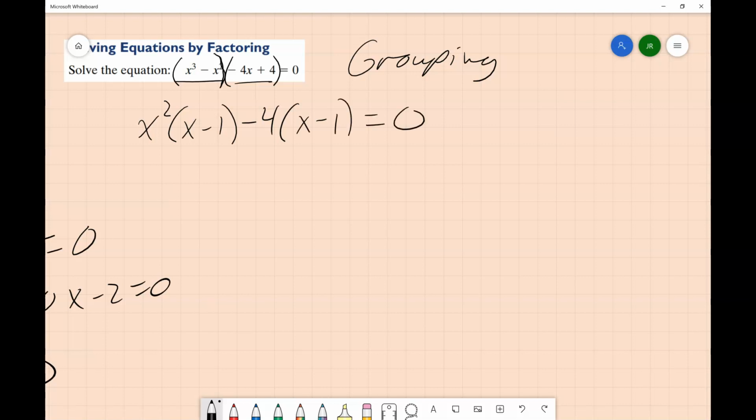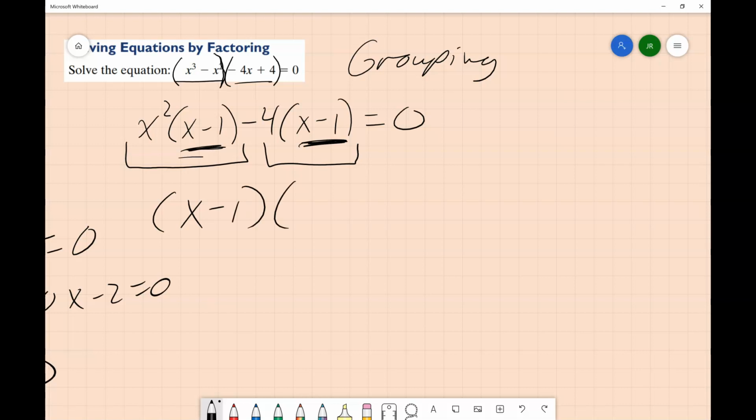So now look what happens. For factor by grouping to work, these two things in the parentheses need to be the same, and they are. So this is going to work. What I do is, the x minus 1, since they are the same, they are the new GCF. Think of this as a big term, and this is a big term. What do they have in common? X minus 1. So I'm going to factor out that new common GCF of x minus 1. And if I factor x minus 1 out of this one, it leaves me with x squared. And if I factor x minus 1 out of this one, it leaves me with minus 4. And that's how factor by grouping works.